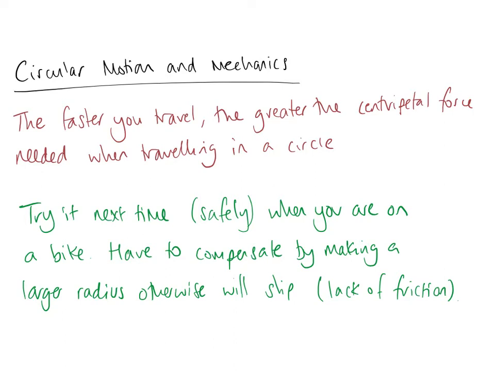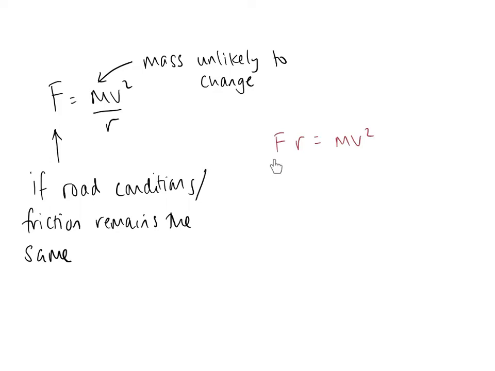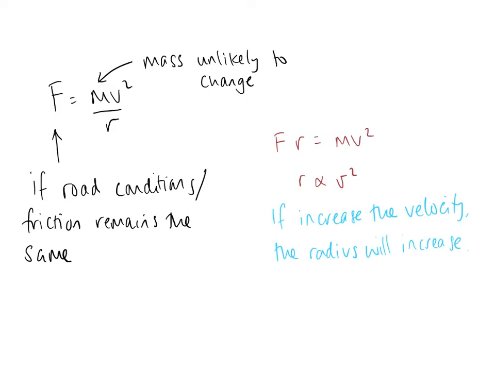Take care. Particularly on an icy surface or a wet surface, the friction is not there, the centripetal force is less, so that's when the accidents do happen. So let's look back at the equation, mv squared over r. If the road conditions remain the same, then the force will remain the same. So what other factors are there? Well, the mass is unlikely to change, so that just leaves us with v squared and r. If I rearrange, F times r equals mv squared, that tells us that r is proportional to v squared if we're assuming F and m remain constant.